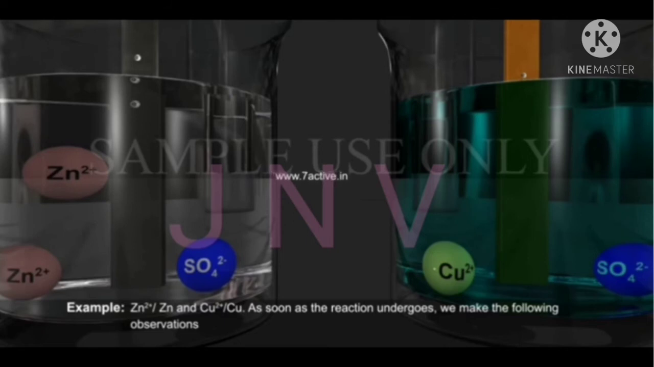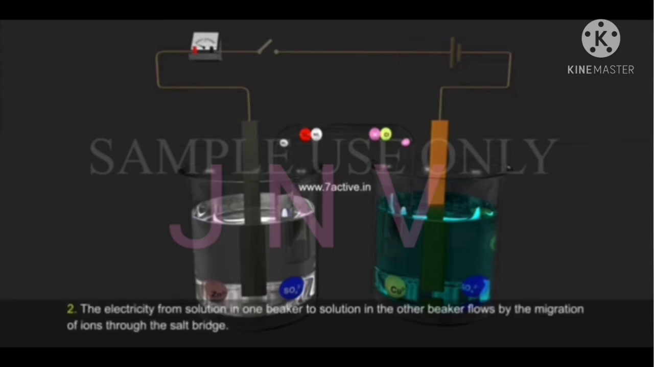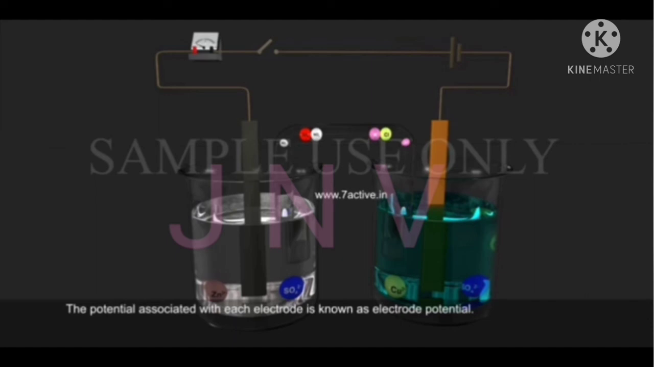As soon as the reaction proceeds, we make the following observations. 1. The transfer of electrons now does not take place directly from Zn to Cu2+, but through the metallic wire connecting the two rods. 2. The electricity from the solution in one beaker to the solution in the other beaker flows by the migration of ions through the salt bridge. The potential associated with each electrode is known as electrode potential.